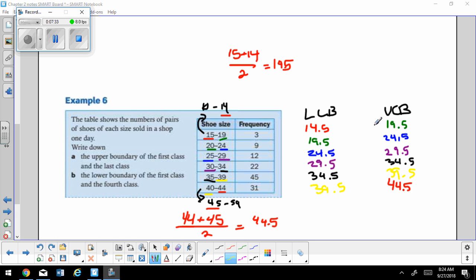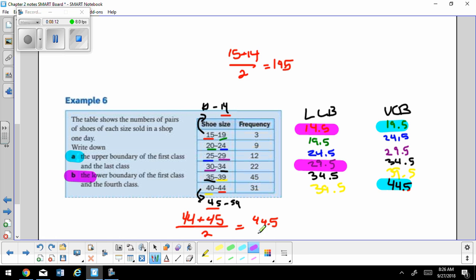So this should be what your lower class and upper class boundaries look like. Yellow is 39.5. This is 29.5, if my handwriting is difficult for you to read. The upper boundary of the first class is 19.5. The upper boundary of the last class is 44.5. So you have two answers for part A. For part B, the lower boundary of your first class is 14.5, and the lower boundary of the fourth class, 1, 2, 3, 4, is 29.5. So again, you have two answers for part B.